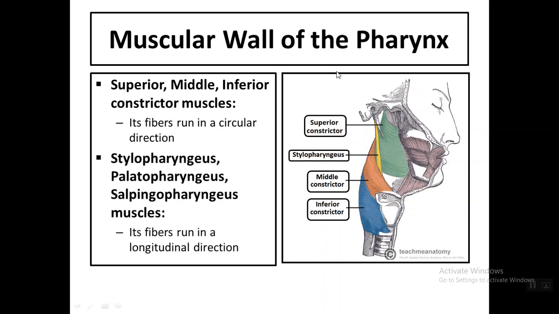النوع الثاني من العضلات اللي هي عندنا الستايلوفارنجيوس from the styloid process to the pharynx, it's called stylopharyngeus. Another muscle called palatopharyngeus from the palate to the pharynx, and salpingopharyngeus from the Eustachian tube wall to the pharynx. It is called salpingopharyngeus muscle. These three muscles, their fibers run in a longitudinal direction. So this is the muscular wall of the pharynx.